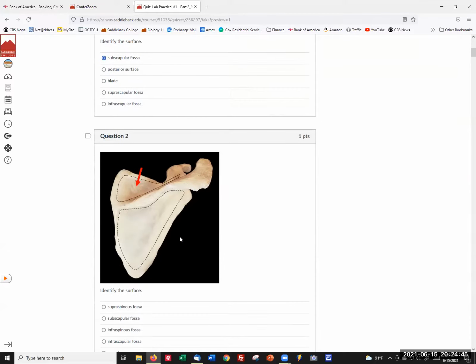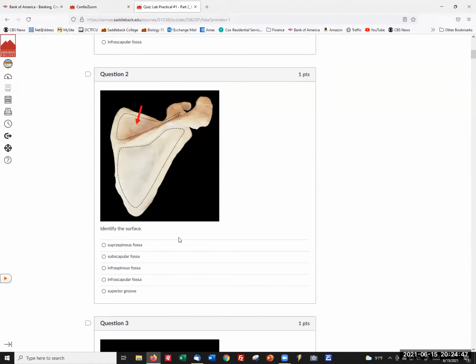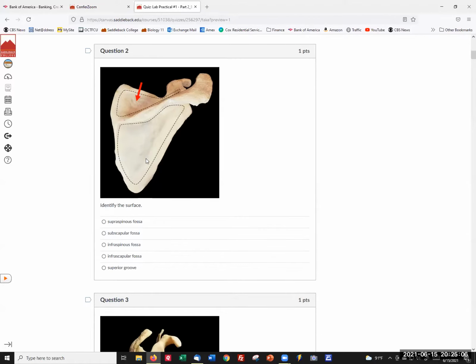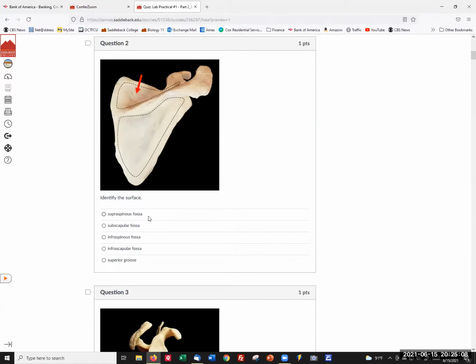Here's the second. It's also a scapula, but this is the posterior side. This would be the supraspinous fossa. I'll answer this one. And this would be the infraspinous fossa. But it's asking, watch the arrow, identify this surface. So we want supraspinous fossa. It also happens to be the first one again.